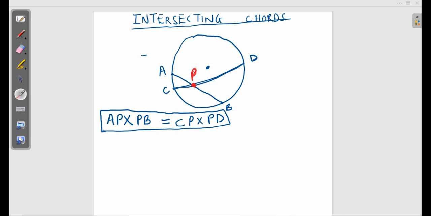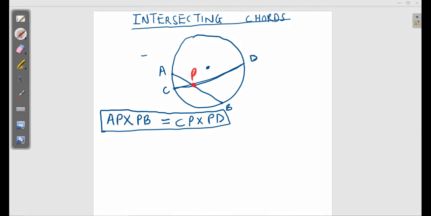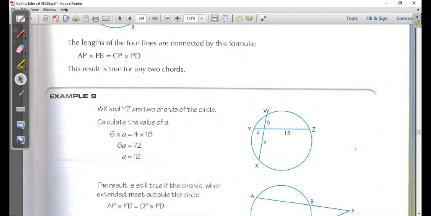Let's see a question that will really help us to understand better what we are trying to explain. Okay, let's get a question. One second, please.